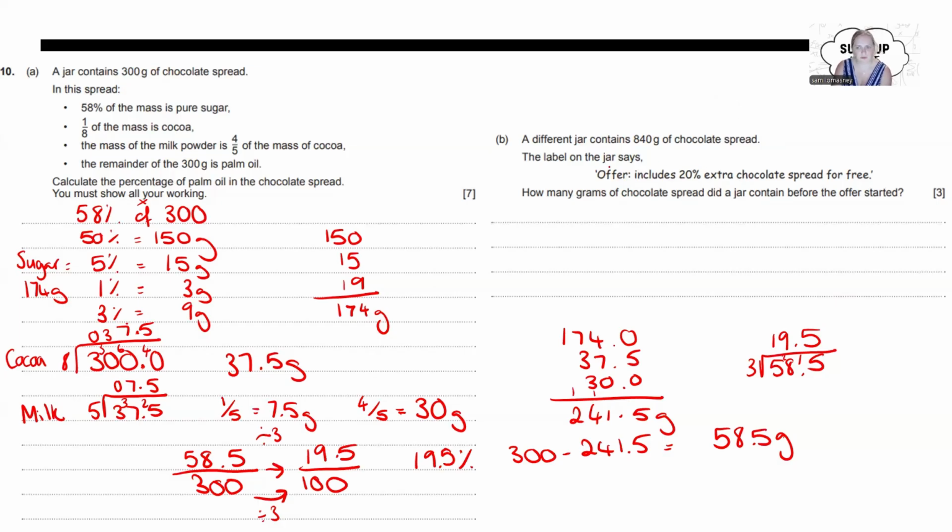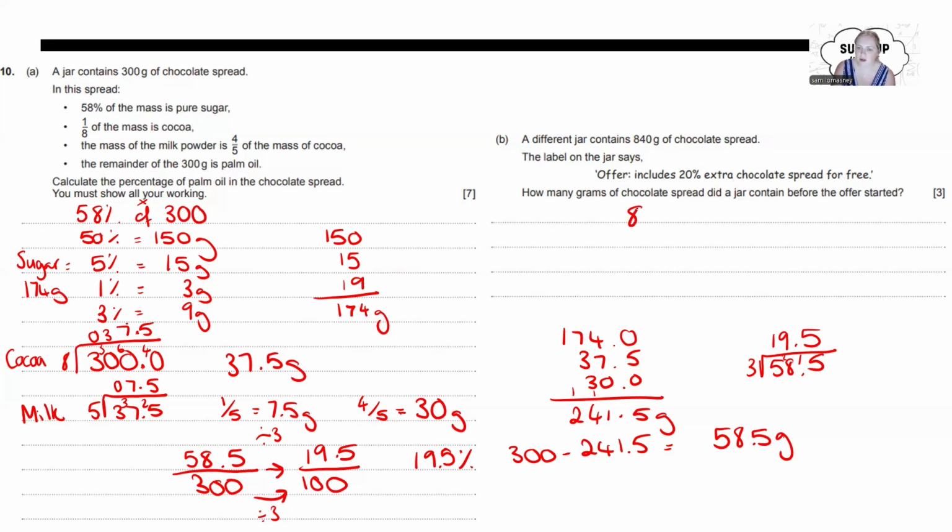Last question we got for this whole video. So we've got a different jar contains 840 grams of chocolate spread, and this includes 20% extra, and we need to work out before. So whenever it's seen before the offer, something like this is for reverse percentages, okay? And reverse percentages means that it wasn't 100%. You can't just divide by 20, because I see a lot of people doing that.